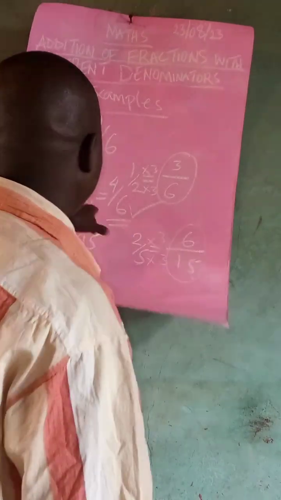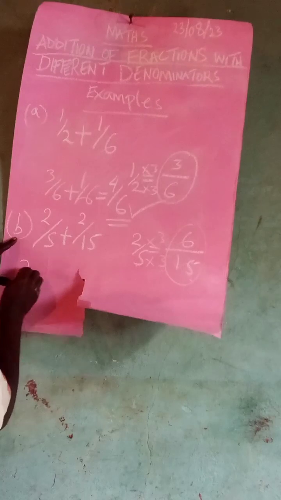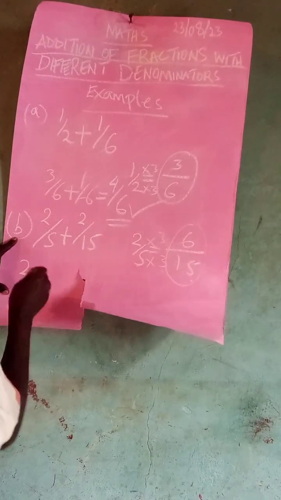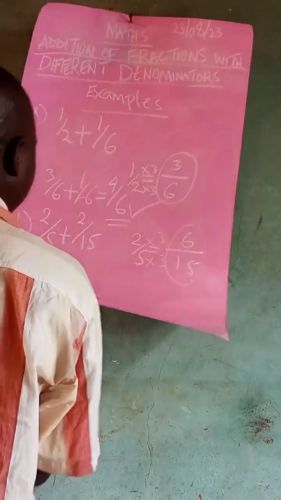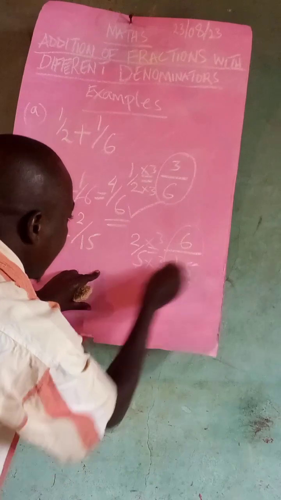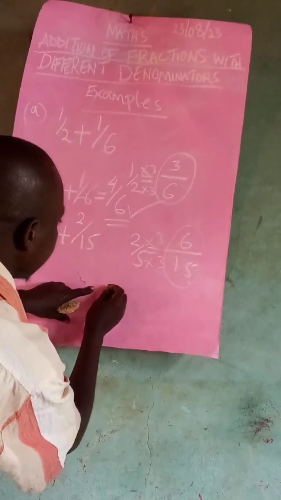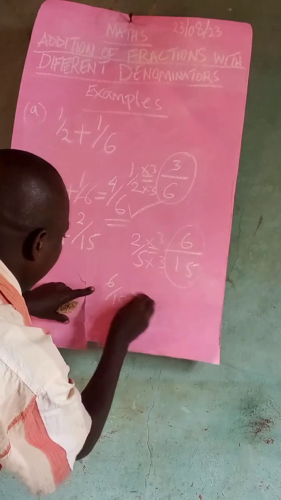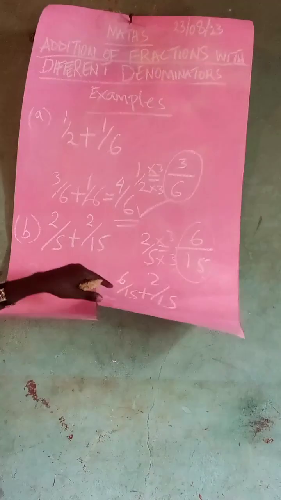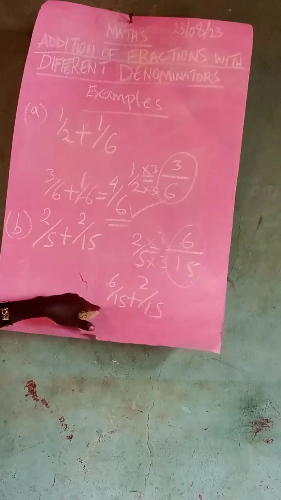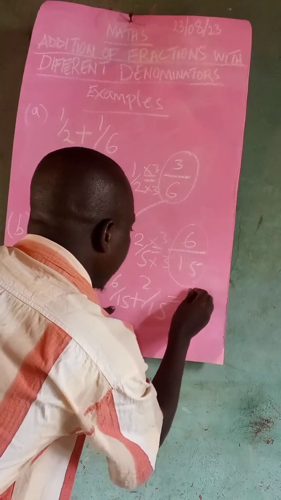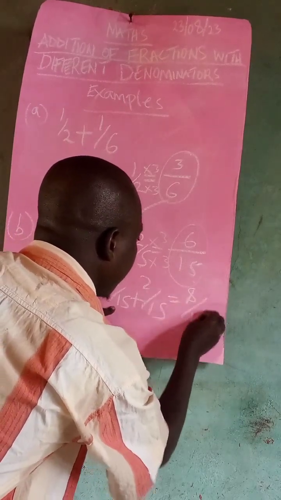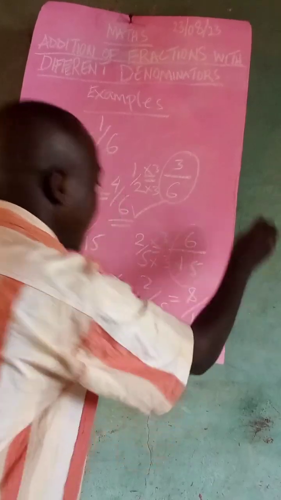Therefore, take the renamed one, add with the one given here. Take 2 over 15. Let me write it here. Don't be worried. Take now this one. That is 6 over 15. That is, check: 6 over 15 plus 2 over 15. You can see they have the same denominators. Now it is very easy for you to add. So you only add the numerators. In this case, we take 6 plus 2. It will give you 8 over 15. And this one will be very much correct. Let me show you the last example.